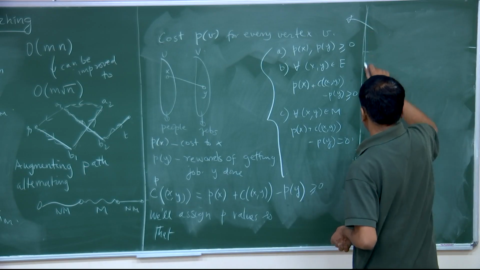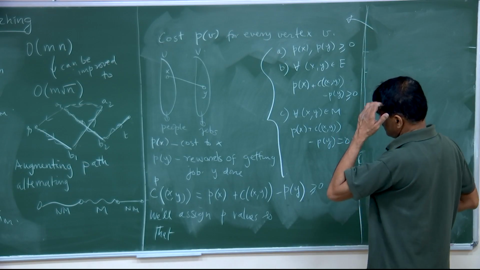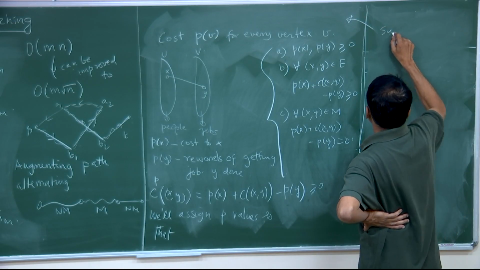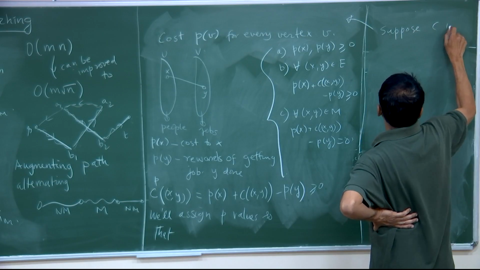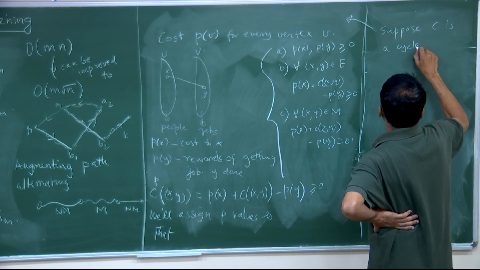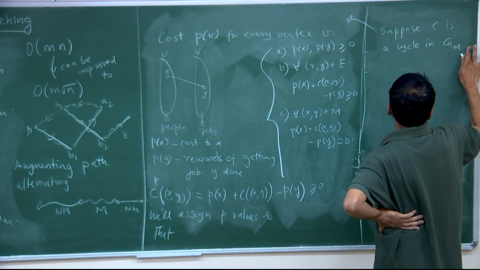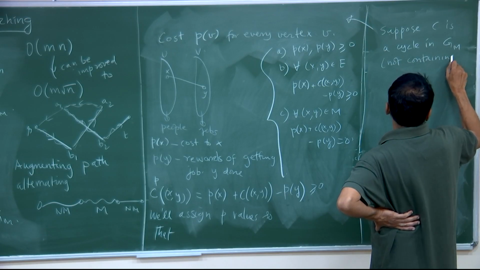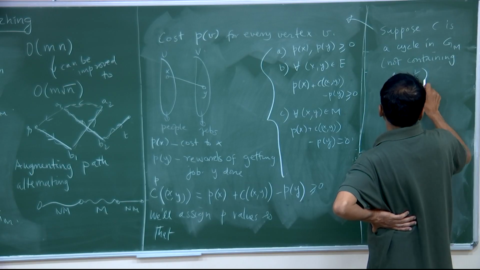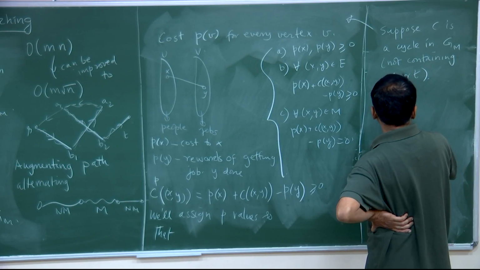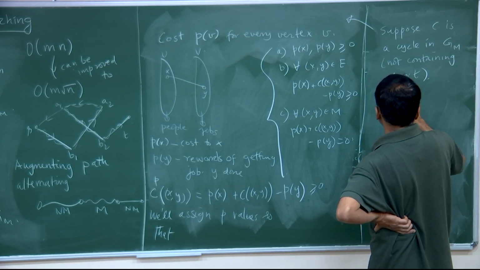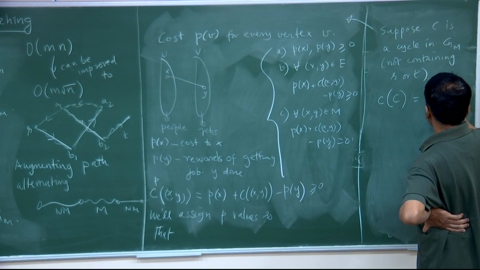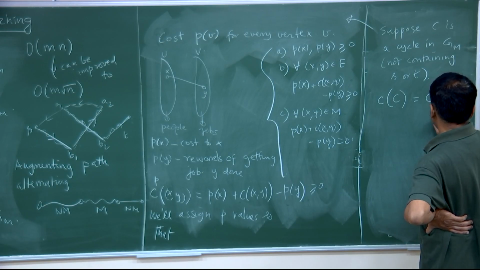Let's look at a negative weight cycle in G_M in the original cost. Suppose C is a cycle in G_M, not containing s, r, t. Then the cost of the cycle in the original cost is also the same as the cost using the reduced cost.